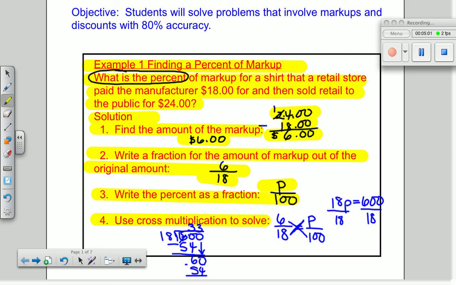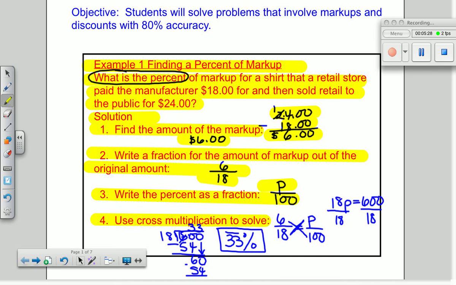So it's 33% with a bar over the 33. So the answer is 33% was the markup. With a bar over the 33 because it's going to continue to be 33333. So that's our answer. What is the percent? 33%. The shirt was marked up 33%. All right?